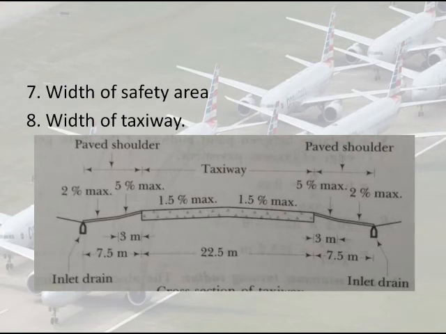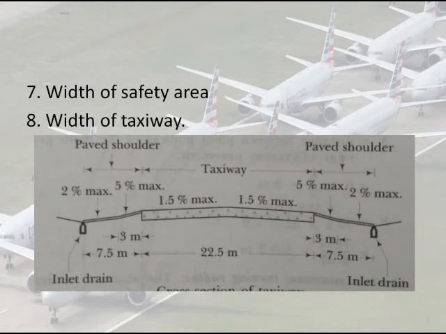I have made a figure available in this slide. The figure shows the typical cross section of a taxiway for the airport of A and B type. You can see the various measurements of different A and B type of taxiways in the figure itself.